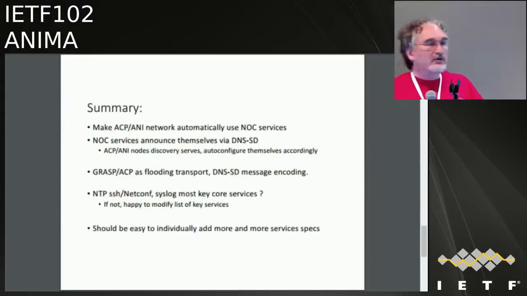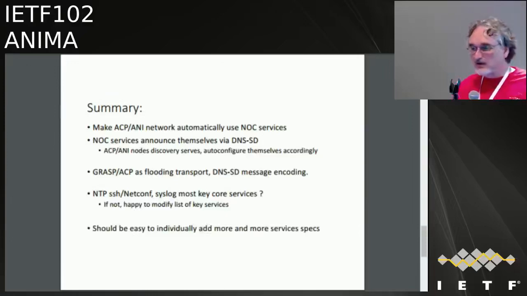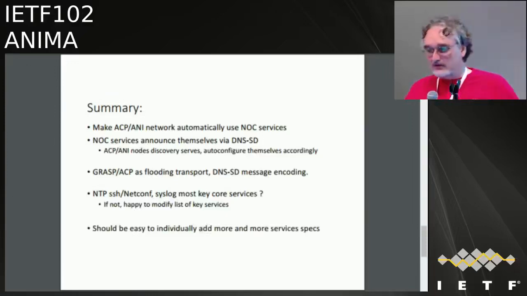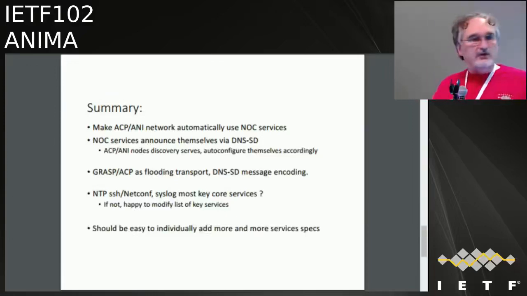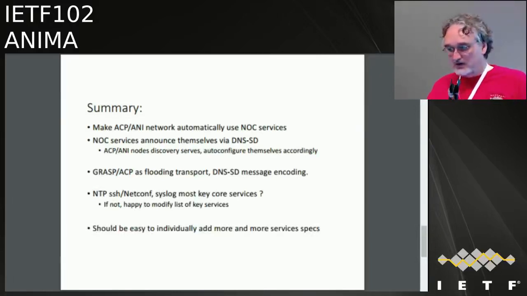So, summary, we want to make the ANI network automatically use NOC services. The NOC services announce themselves via DNSSD over GRASP. So that's the flooding mechanism and also the message encoding mechanism. And what are the core services that we should consider? I think it's NTP, authentication, and authentication for SSH and netconf.